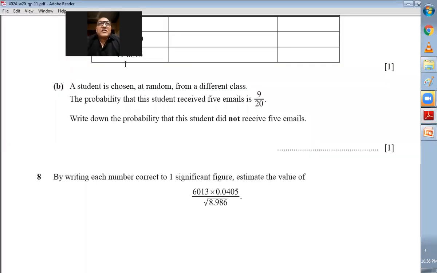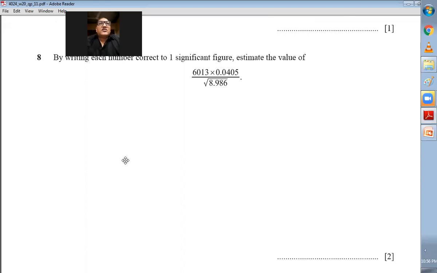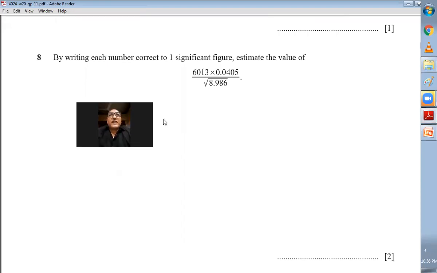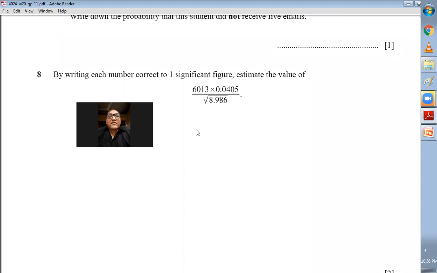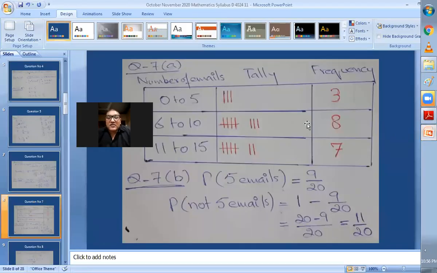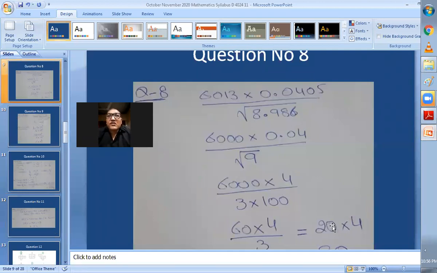Okay. Now the next question on your screen is question number 8, and it says, by writing each number correct to one significant figure, estimate the values of. So one significant figure, this will be written as 6,000. This will be written as 0.04. And this will be written as 9 under root 9. And then I can estimate the value. So let me show you.